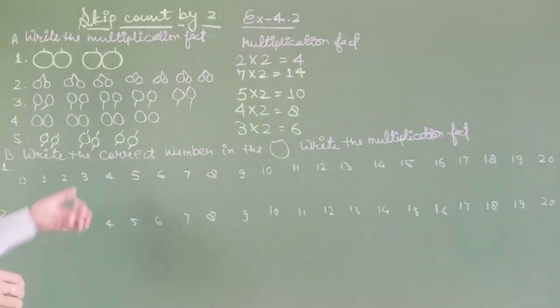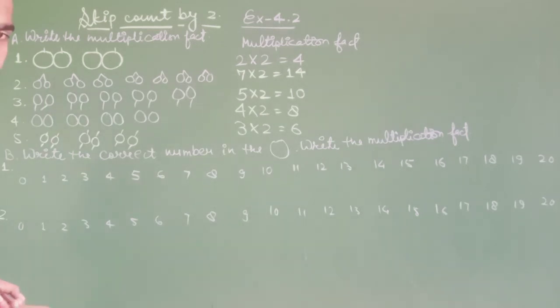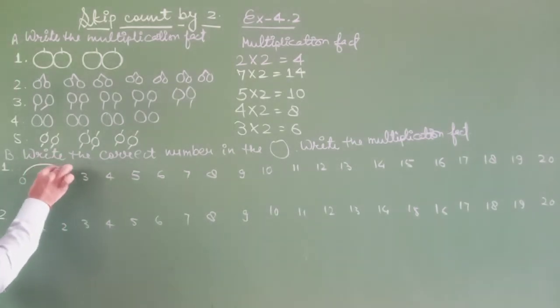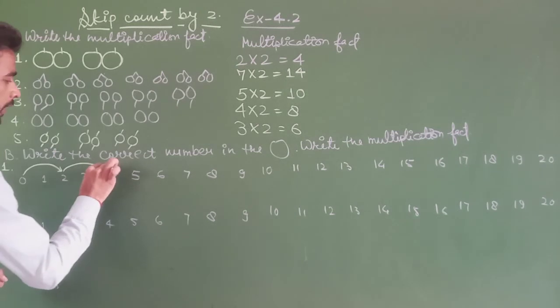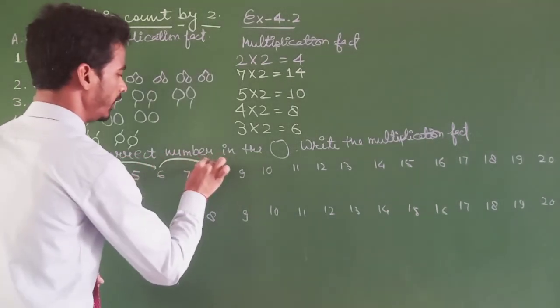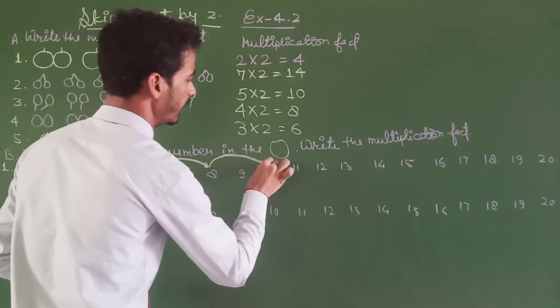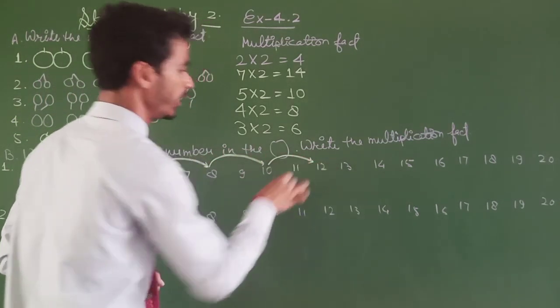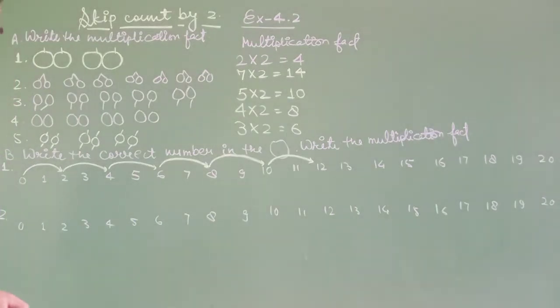The next one is, write the correct number in the circle and write a multiplication fact. Here is Skippy the Bunny. It jumps 6 jumps: 0 to 2, 2 to 4, 4 to 6, 6 to 8, 8 to 10, and 10 to 12. That is 12. So 6 jumps of 2 steps each.